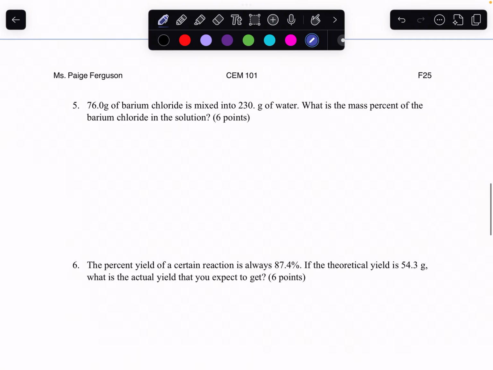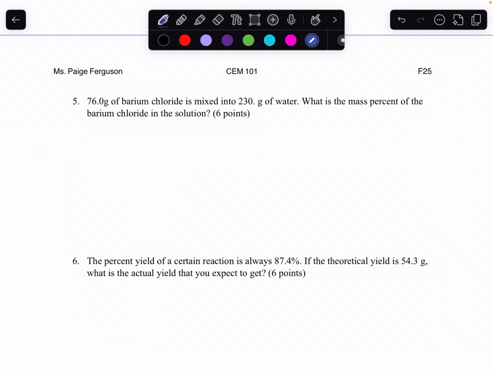All right, next one. 76 grams of barium chloride is mixed into 230 grams of water. What is the mass percent of barium chloride in the solution? So, the question on the exam is going to be worded a lot like this. And if you're not sure where to go with this, think mass percent and solution. That should lead you to say, oh, I need an equation. All the equations are on the front page of the exam.